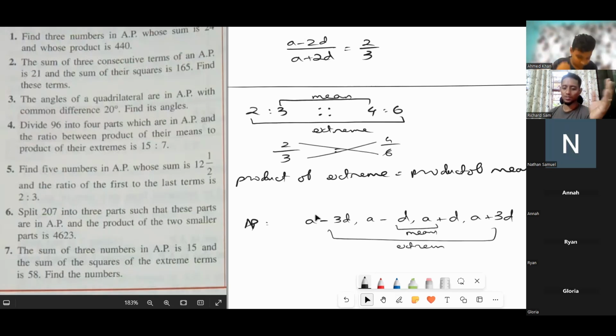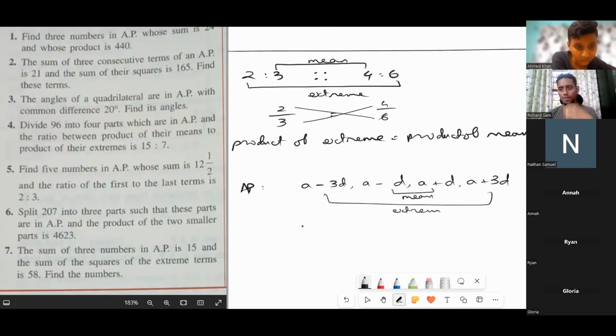Some of you would have already understood that when you add these terms, what happens to the D? Minus D, minus 3D, plus D, plus 3D gets eliminated. So from the first equation, you will directly get A. And then you can directly substitute the value of A in the second equation and find D. Any doubt? So what will be the second equation?